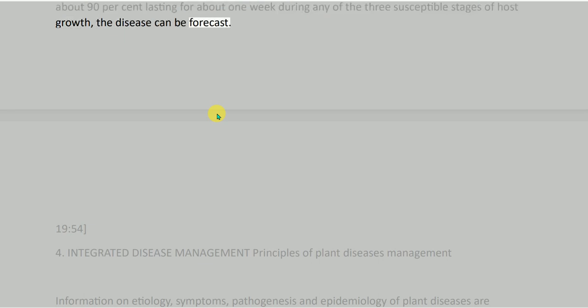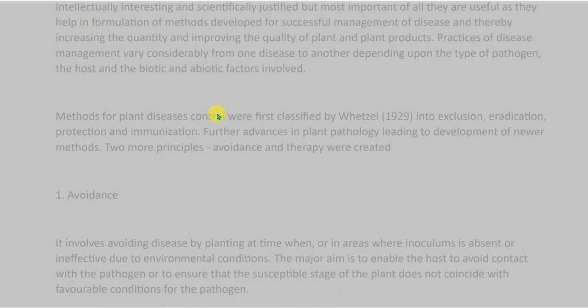Integrated Disease Management: Principles of Plant Diseases Management. Information on etiology, symptoms, pathogenesis and epidemiology of plant diseases are intellectually interesting and scientifically justified, but most important of all, they are useful as they help in formulation of methods developed for successful management of disease and thereby increasing the quantity and improving the quality of plant and plant products.